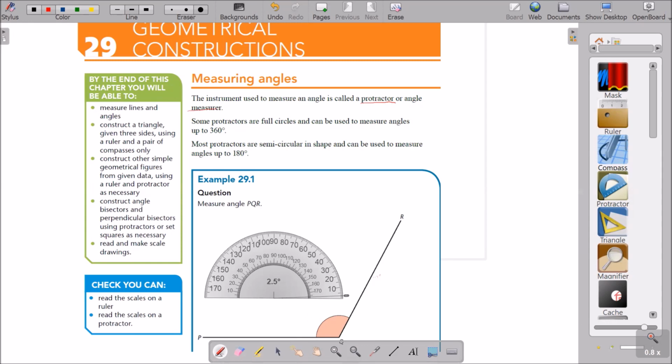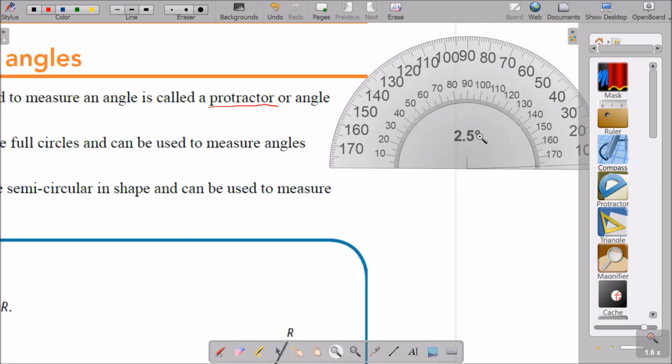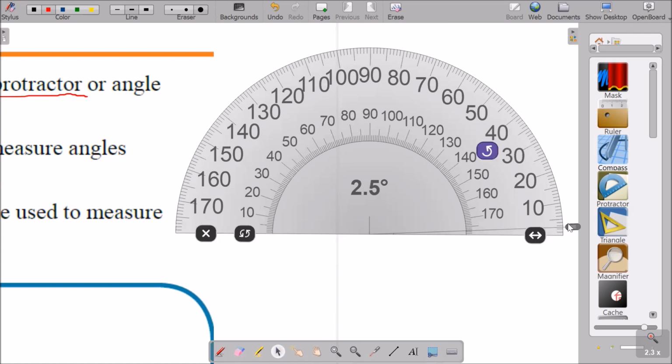We are going to use a 180-degree protractor. So how is it graduated? This protractor has an inside scale and an outside scale. We have to understand in which situations we have to use an inside scale and an outside scale.